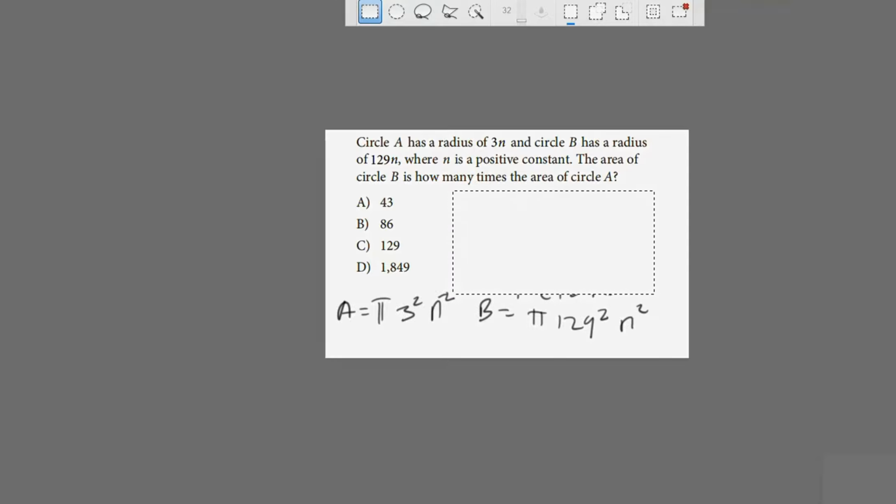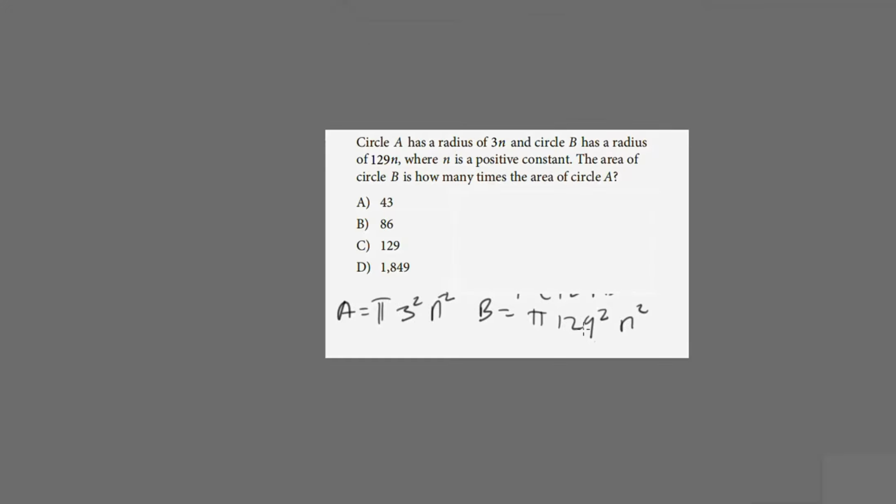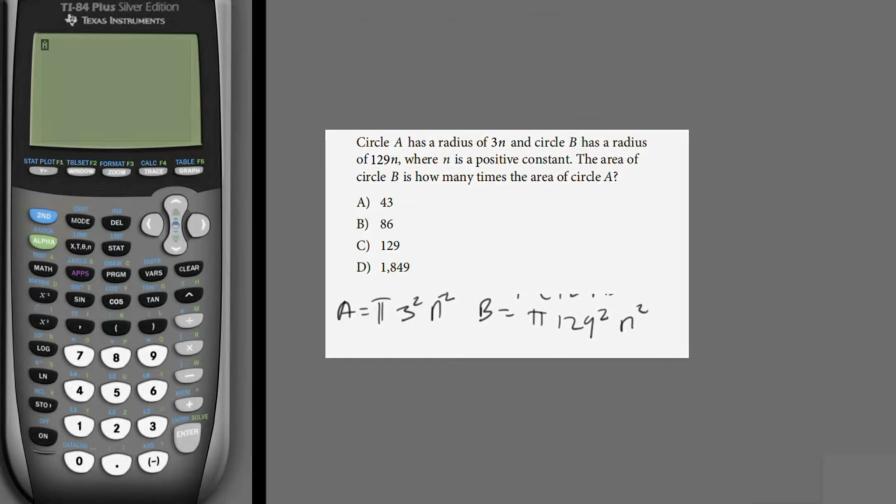Okay, so at this juncture we're going to have, let's get the value of 129 square. What will be the value? We have it to be 16,641. So to now get the final answer, you see the area of circle B is how many times the area of circle A.